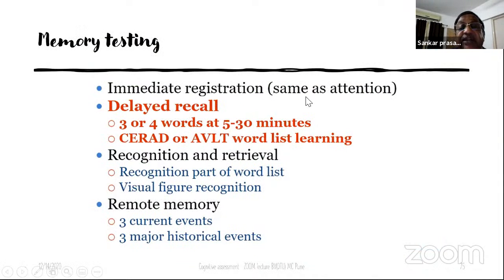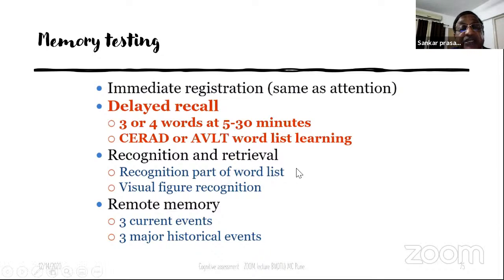For memory testing, immediate registration is the same as attention. Delayed recall is a very important test. The auditory verbal learning test has about 15 nouns, 15 words, presented once. Then the individual tells whatever he remembers, and this is repeated 5 times, and gradually his learning capacity increases, which is called anterograde learning. Then a test B with 15 different words is given, and he learns those too. Then he rests and does other tasks, and after about 5 to 30 minutes he is again asked to recollect. So delayed recall is one of the important aspects.